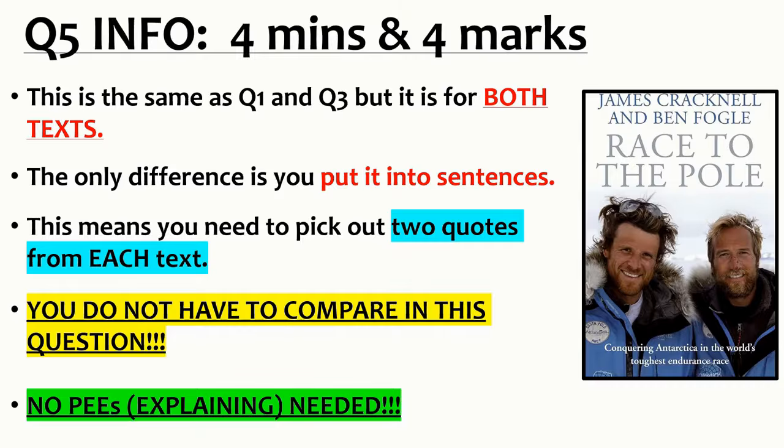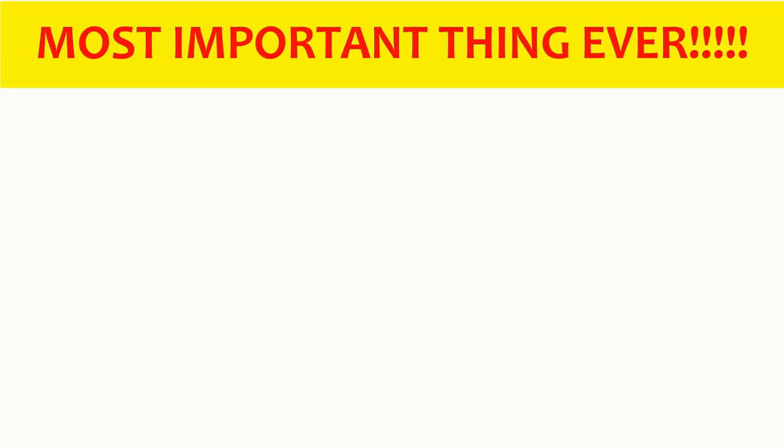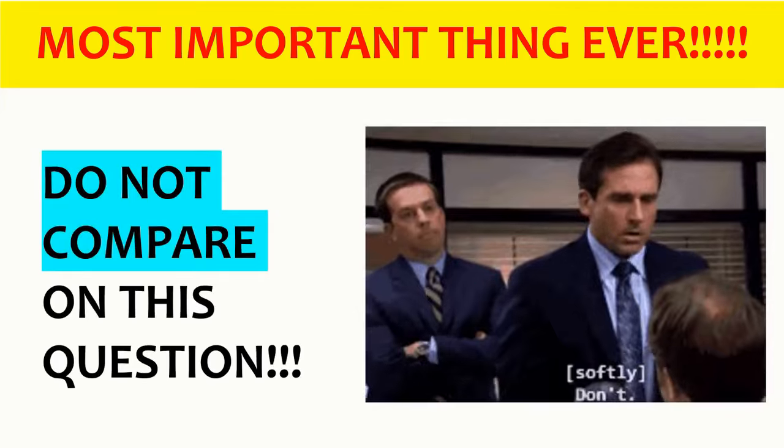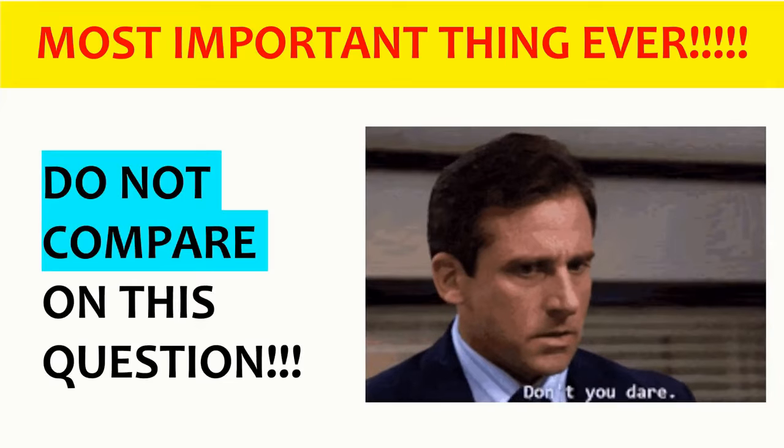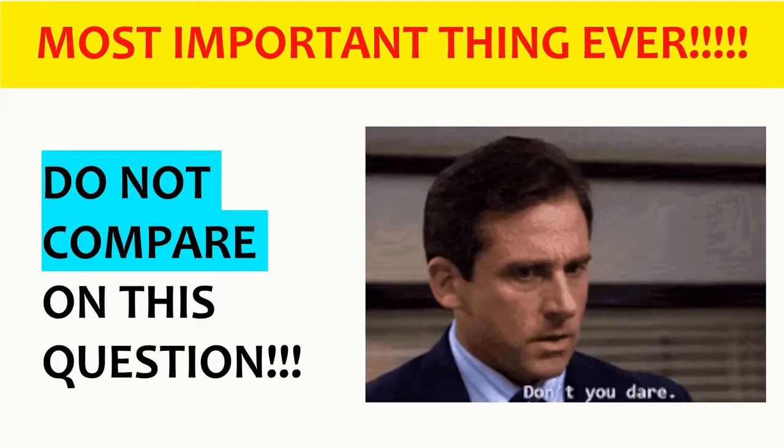So basically it's comprehension, but you put it into sentences. As it's 4 marks, you only need to pick up 2 quotes from each text. You don't need to compare in this question, and no point evidence to explain, or you don't need to analyse or explain your answers. Remember, if it's a low mark question, so 1 mark, 2 mark, 3 mark, 4 mark, it is basically comprehension. So find the quotes the examiner wants you to find and put it into a sentence. Like I say, you don't need to compare. You get no marks for comparing in this question. So it'll be a waste of time.